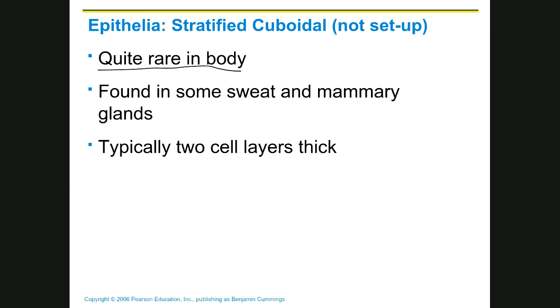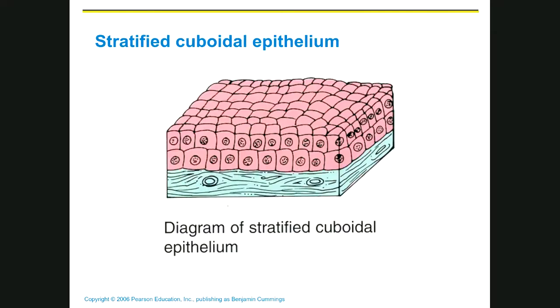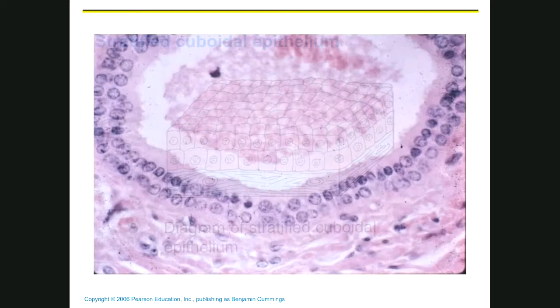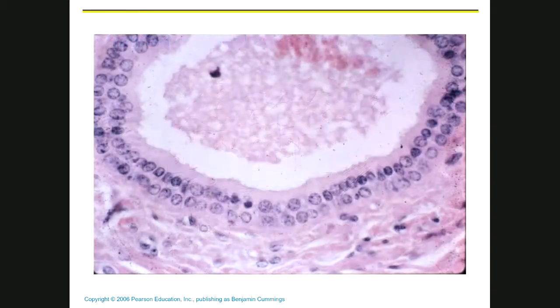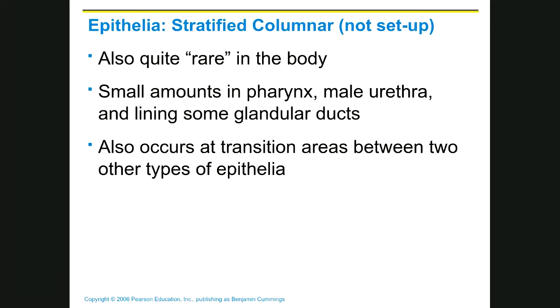It's only found in some glands. And typically it's only 2, maybe 3 cell layers thick. So if you look at it, it looks sort of like this. Look, these are cube-shaped cells up at the top. Very few layers, but there's more than one. So stratified cuboidal. And if you look at what it really looks like, it looks like this. So there's the layers right there. Very few layers.